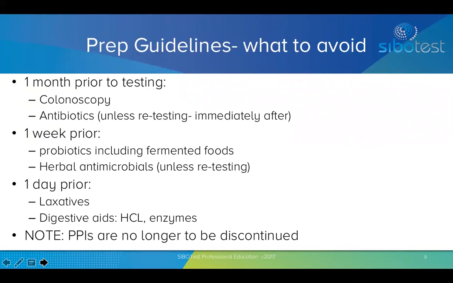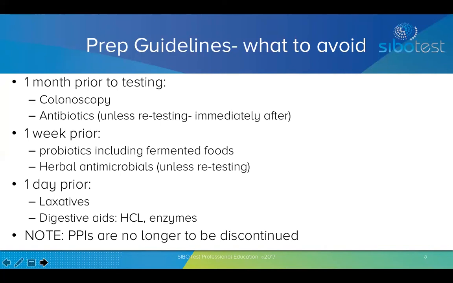Antibiotics, unless you're retesting. So, for example, if you've had a patient that you've treated, you've tested before, they're positive, you've put them on rifaximin, you want to retest them the day after they stop the rifaximin. So the antibiotics is more for if they've taken something for something unrelated, and this is your first test for SIBO.